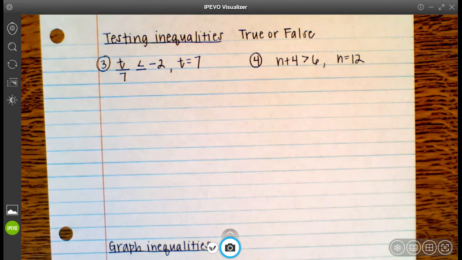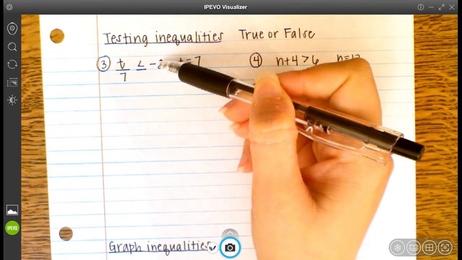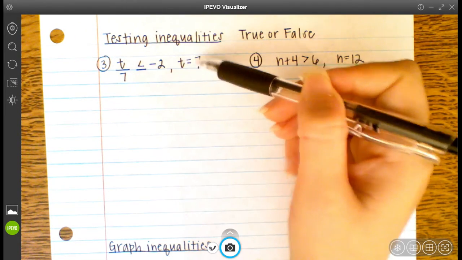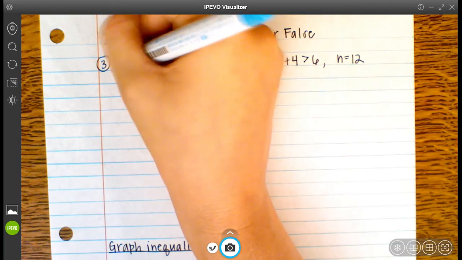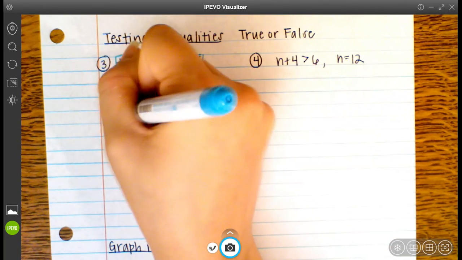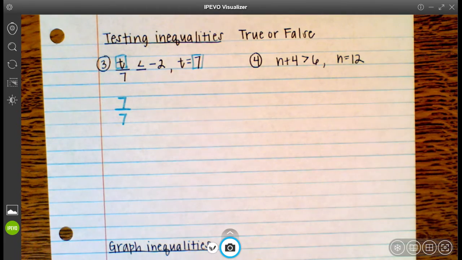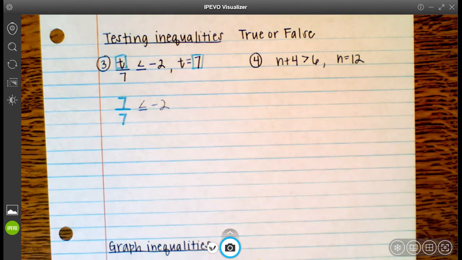All right, now let's take a look at a couple of our other examples for testing inequalities and graphing inequalities. So testing an inequality is either going to make a true statement or a false statement. So let's look at number 3 and number 4. Number 3, we have t divided by 7 is less than or equal to -2. And right now we're told that t is 7. So in place of t, we are literally going to insert 7. So 7 divided by 7, we are checking, is that less than or equal to -2? Is that true or false?